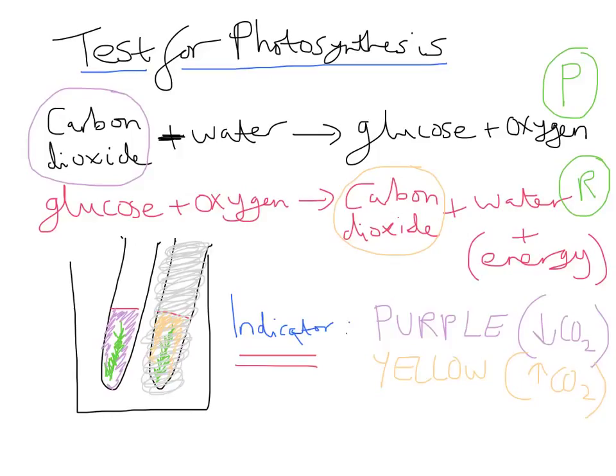Now, the only bit I've missed really in this video is something about limiting factors, which is roughly taught in Key Stage 3, but you don't really use that information as much until you get to Key Stage 4. So I'm going to include limiting factors in my photosynthesis video aimed at Key Stage 4.